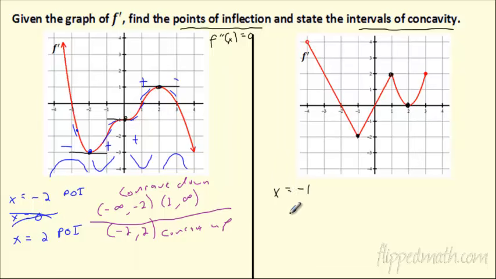So let's write them down and maybe cross off the ones. I need to check -1. I need to check 1. And I really need to check 2. So are these points of inflection? Well, let's find out. So I'm going from the derivative is negative to the derivative is positive here. So I'm going from concave down to, it looks like, concave up. And so does that create a point of inflection? Yes, this is definitely a point of inflection.